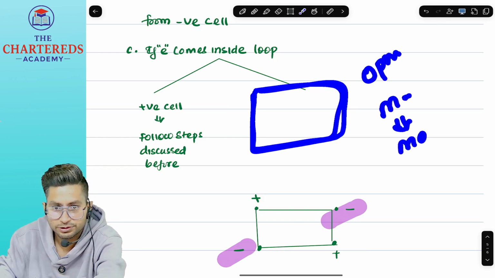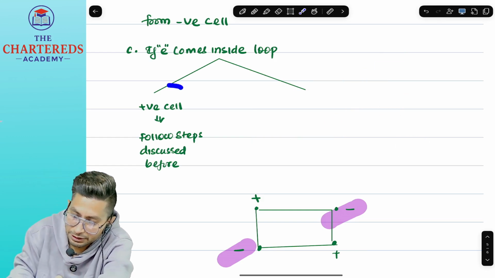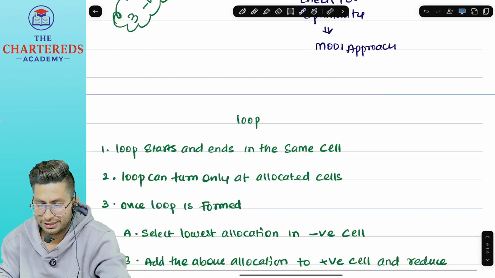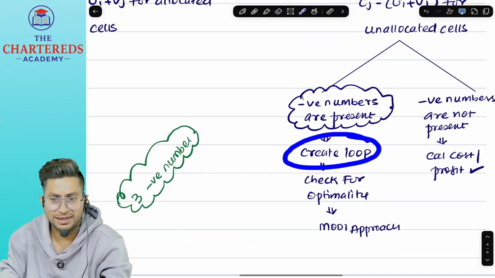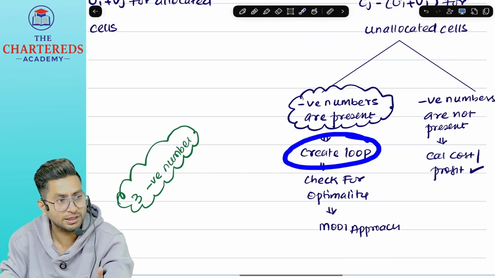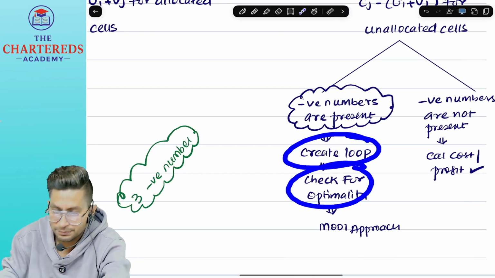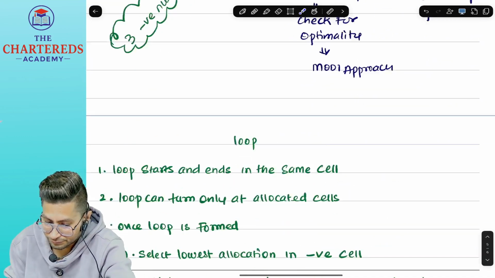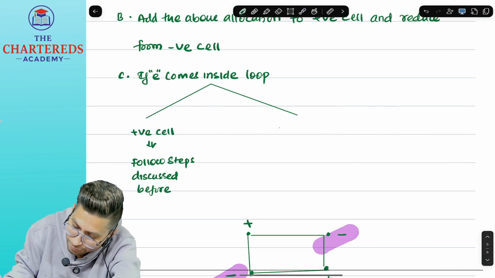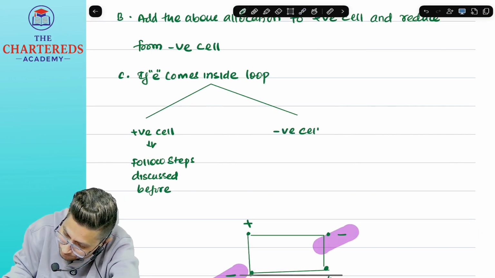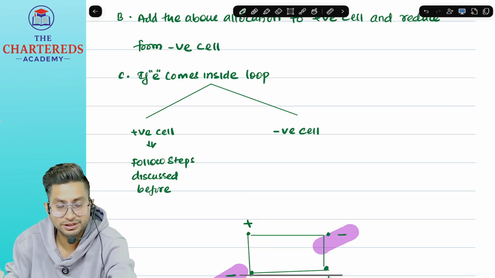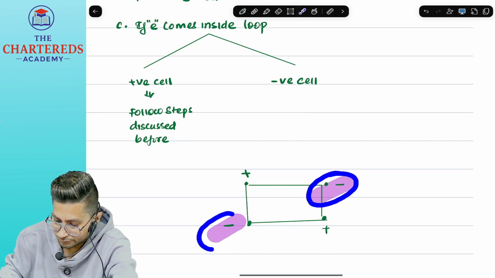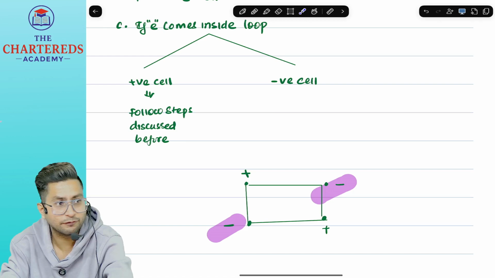Finally, the MODI approach. Simple. So I repeat, if epsilon is coming in a loop, in which cell? Positive cell. Same steps you have to do. Create a loop as it is, assuming the value of epsilon to be 0. Then check for optimality. Then apply. No tension. But imagine if epsilon comes in the negative cell, like here, then the tension is finished. In one step you can finish your answer.